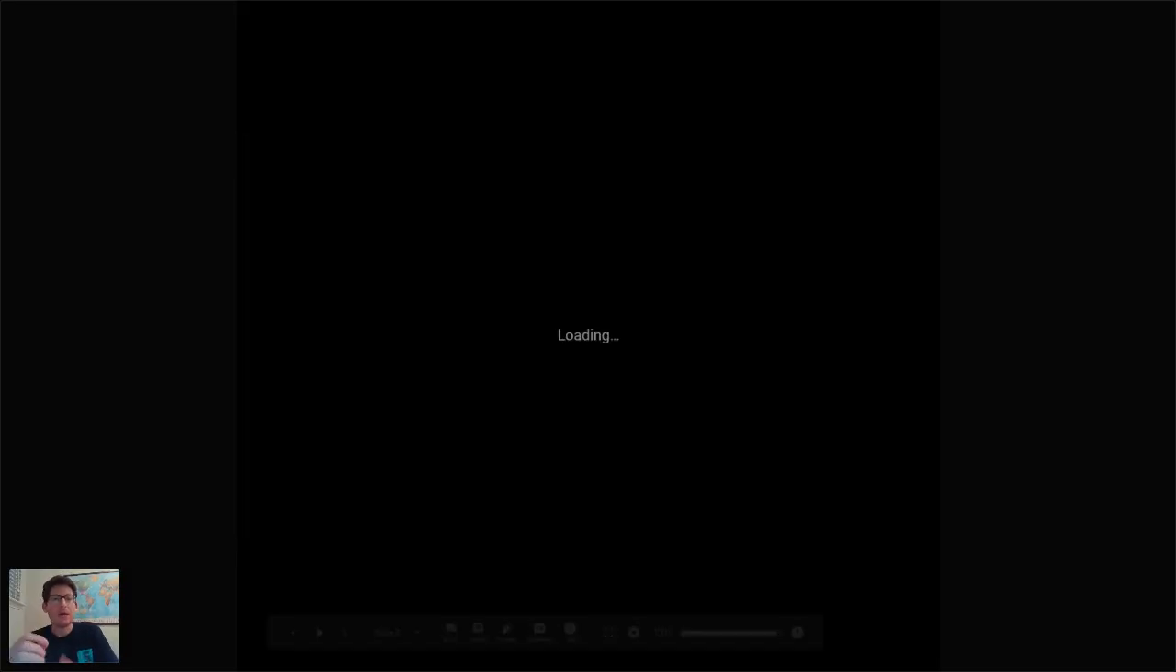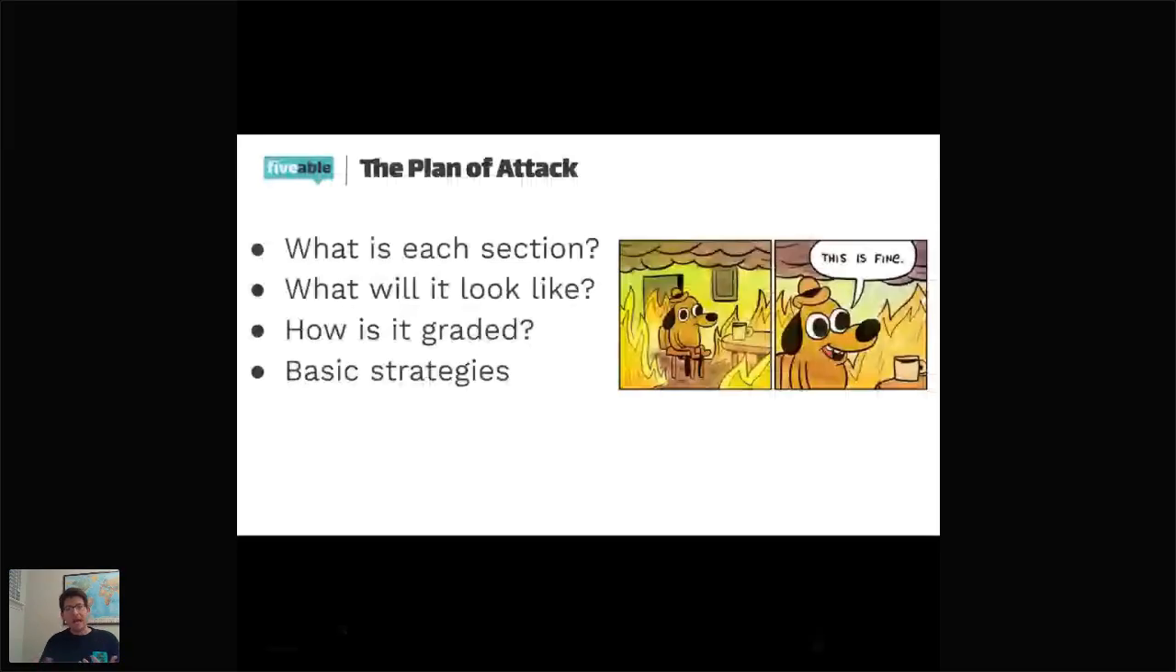So from here, we want to think about what is our plan of attack. Well, we know there are 4 sections in the exam. And so for each one of these, I want to spend some time and talk about what is in each section, what does it look like, how is it graded, and then some basic strategies. So we're going to try to hit all 4 of these things with each question, and hopefully make you understand that everything is fine, even if it might feel a little stressful through the course.